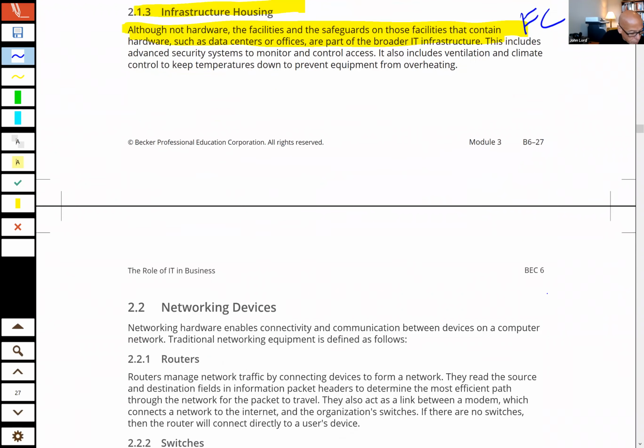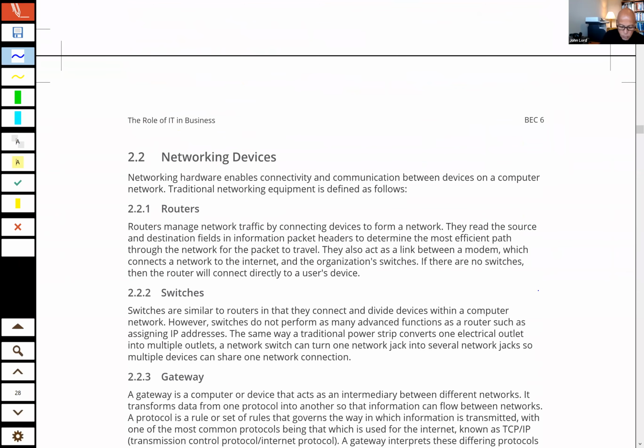Now we come over and we start talking about networking devices, and I think we're all aware of what routers do because we all probably have one. Routers manage network traffic by connecting devices in a network. So you probably have a router in your house to which you have different devices connected so you can get your internet signal to those different devices.